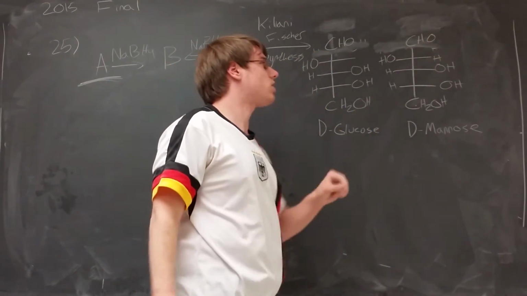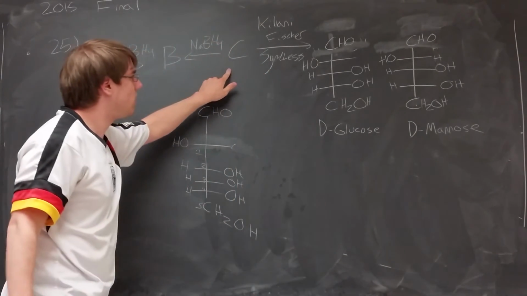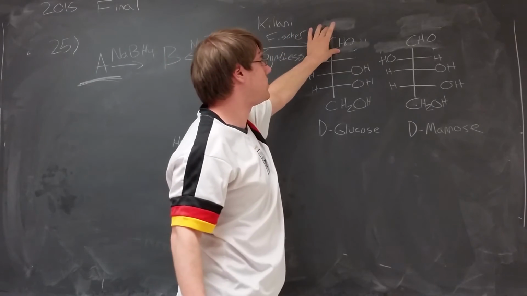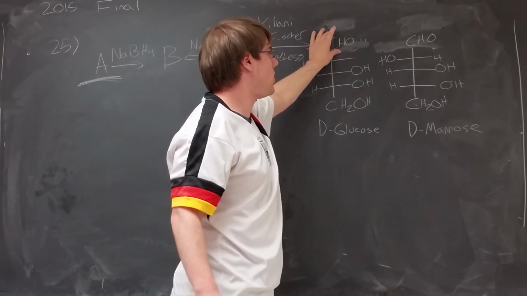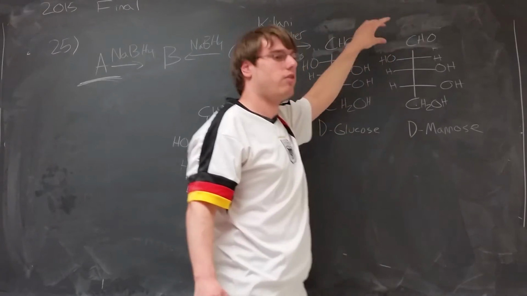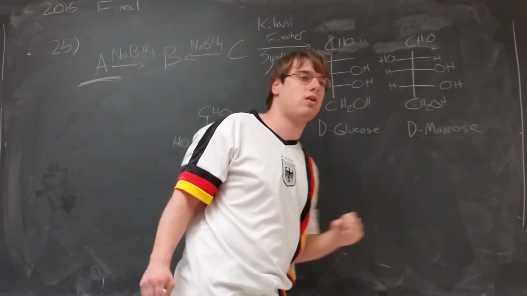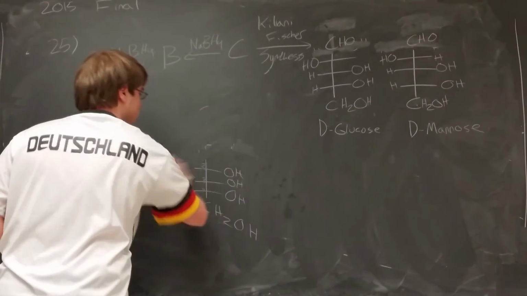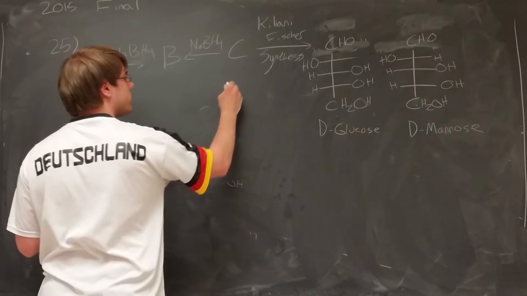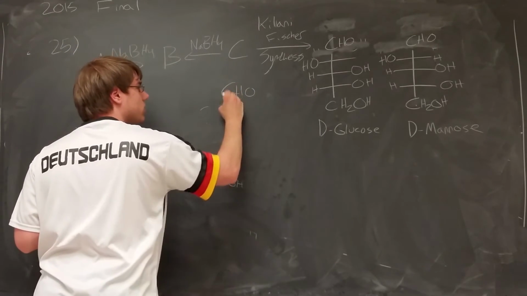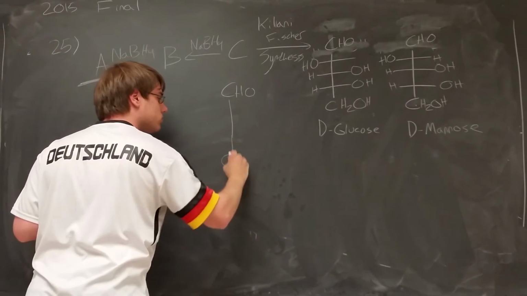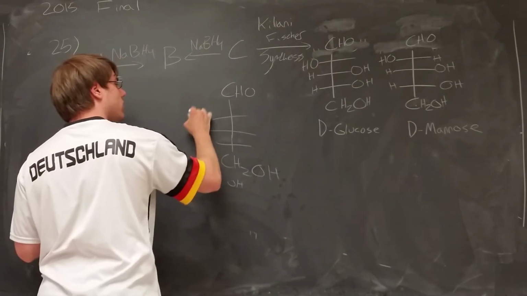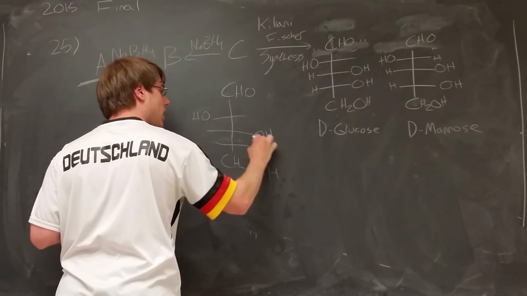Oh wait, they're the same structure, because C, when it undergoes the Kiliani-Fischer synthesis and this gets an extra carbon added to it and this becomes an OH, that OH could have been on the right or that OH could have been on the left, and that's why it's D-glucose versus D-mannose. So we know what the structure of C must be. It must be this. So we know the structure of C. CHO, with an OH on the left, an OH on the right, and an OH on the right.